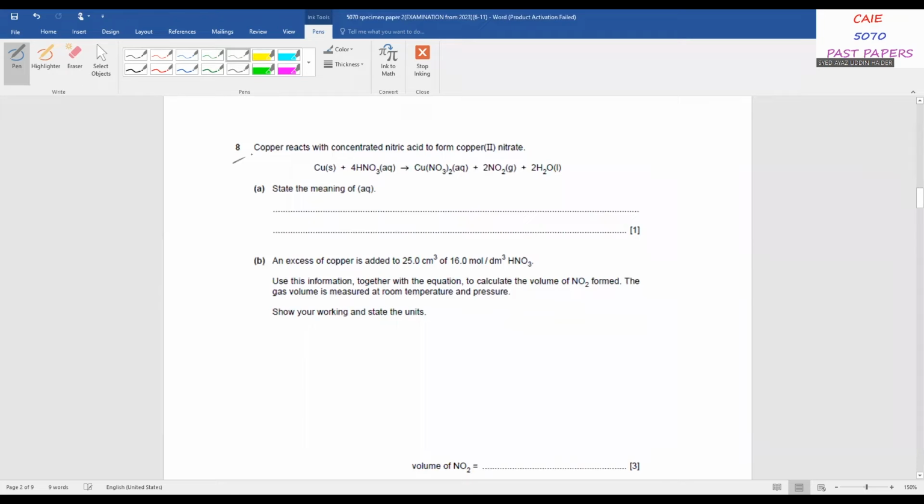Number 8. Copper reacts with concentrated nitric acid to form copper 2 nitrate. This is a reaction. State the meaning of aqueous. It's very easy. Aqueous means solution in water. AQ is aqueous. You can either write aqueous or solution in water. And some salt soluble in water. We'll write solution in water.